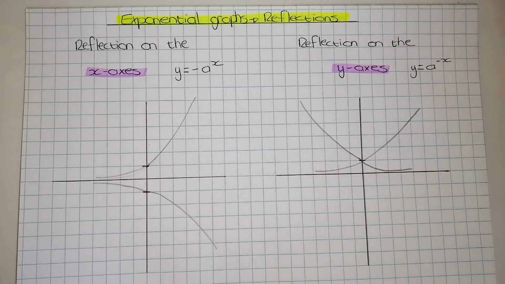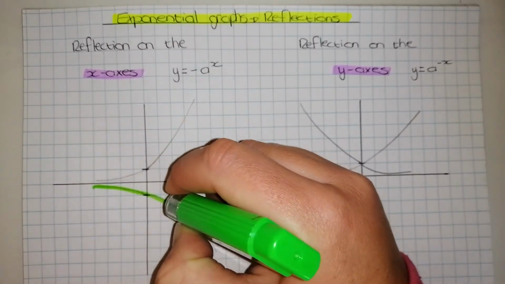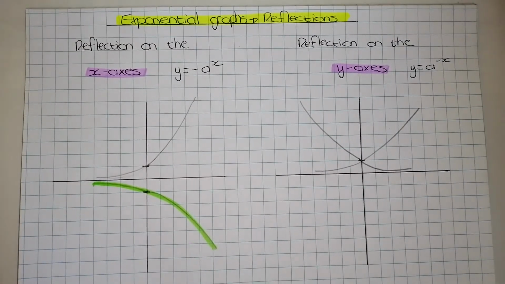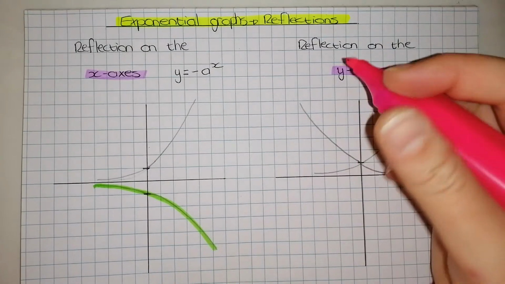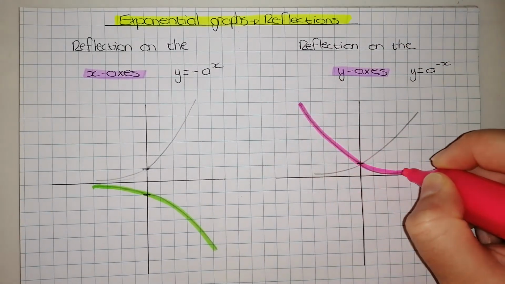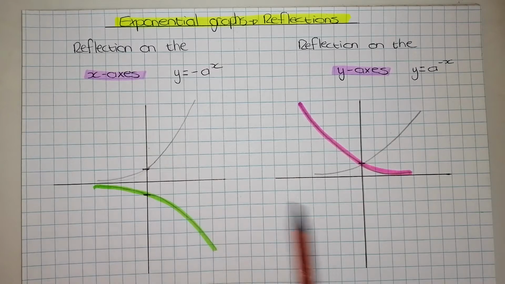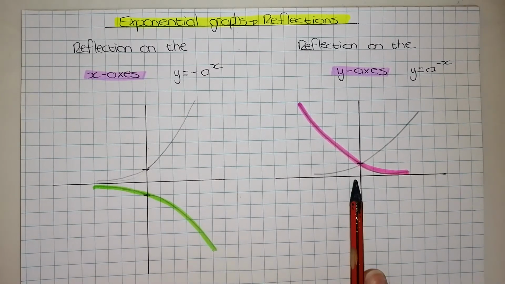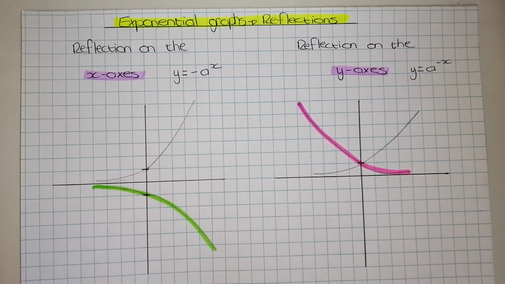So when I have reflected it, my reflection on the x-axis will be underneath my x-axis, and my reflection on the y-axis will go in the opposite direction. Very important that my graph will not touch my x-axis in any one of these two reflections, because I have not shifted this graph on the y-axis.